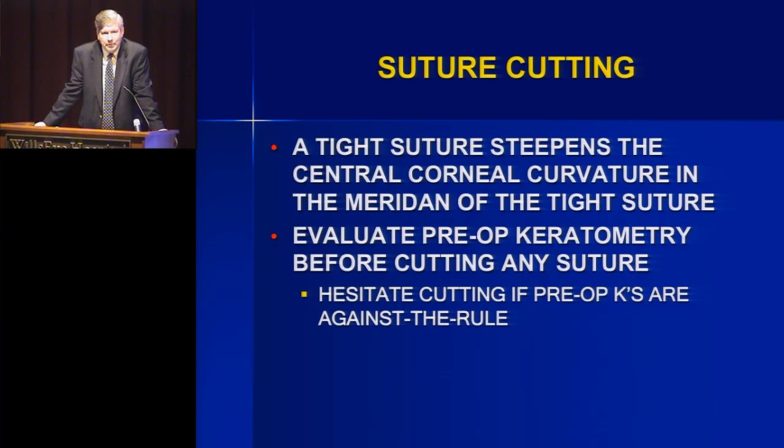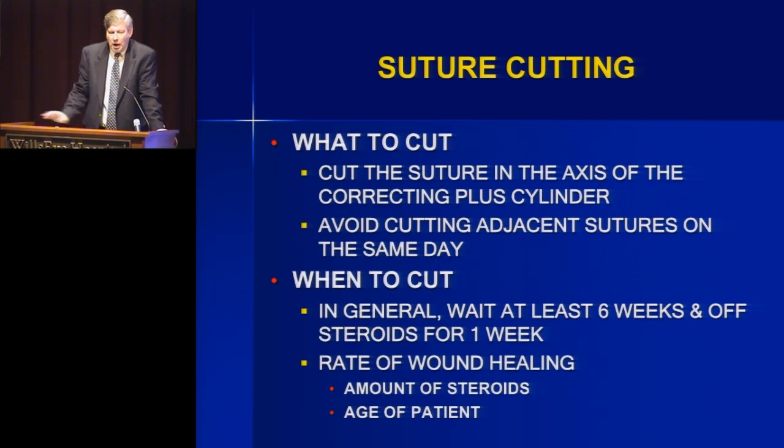Do you follow that? Okay. So the goal is you want to hesitate cutting if the pre-op Ks are against the rule. What to cut? Well, you want to cut the suture in the axis of the correcting plus cylinder. And you want to avoid cutting adjacent sutures on the same day. You can end up with dramatic results if you do that. And you can't undo the cut.